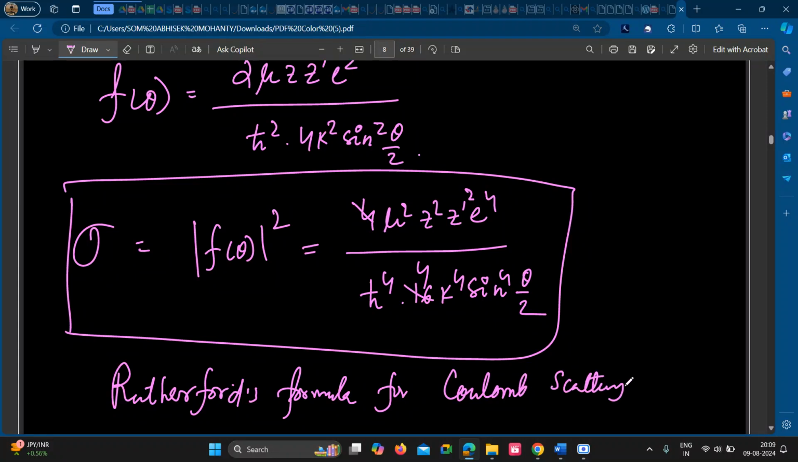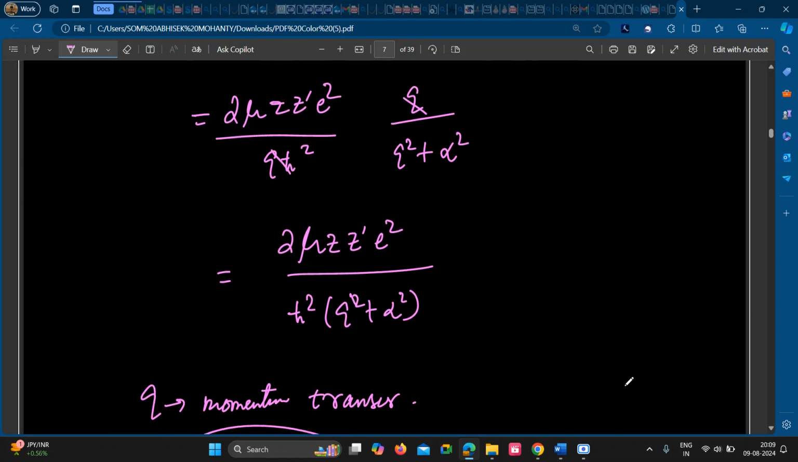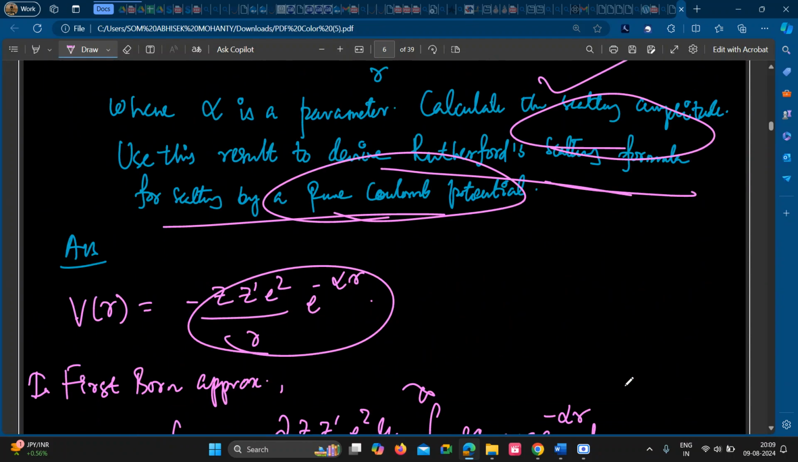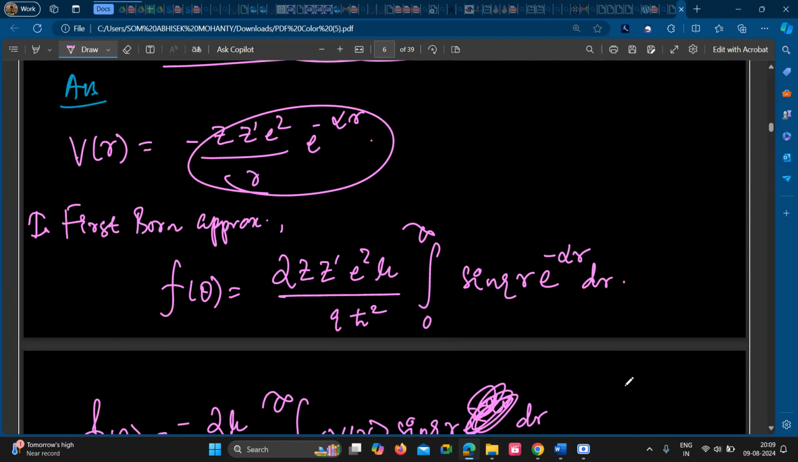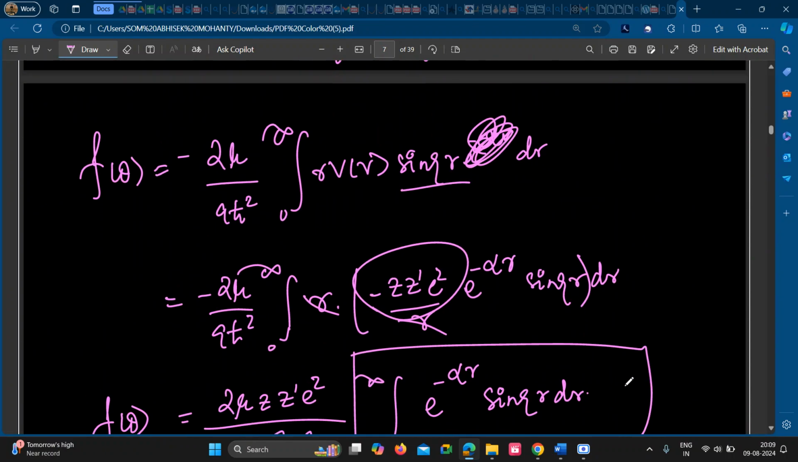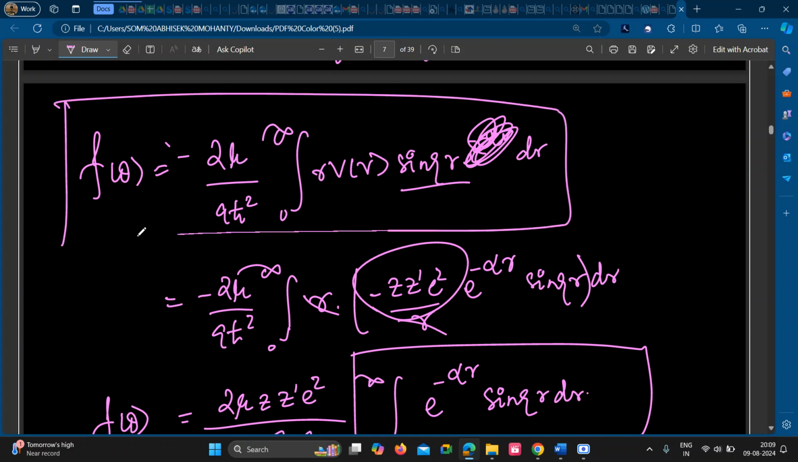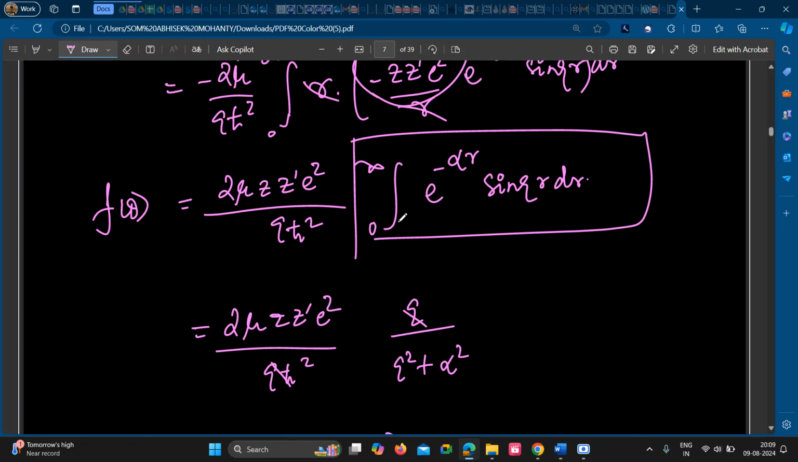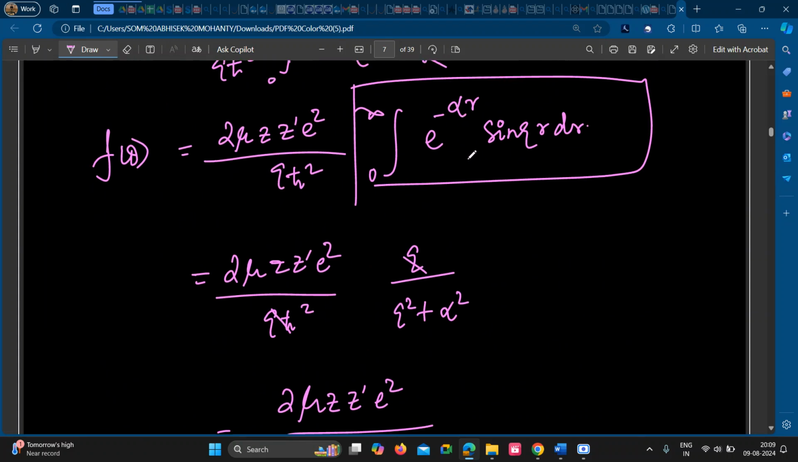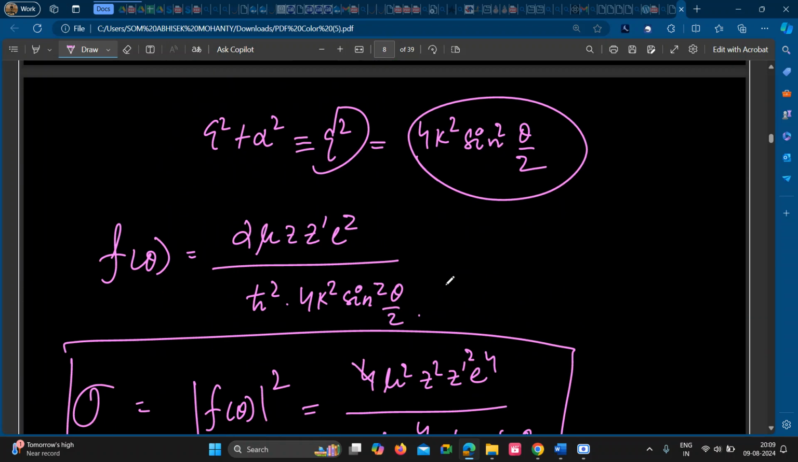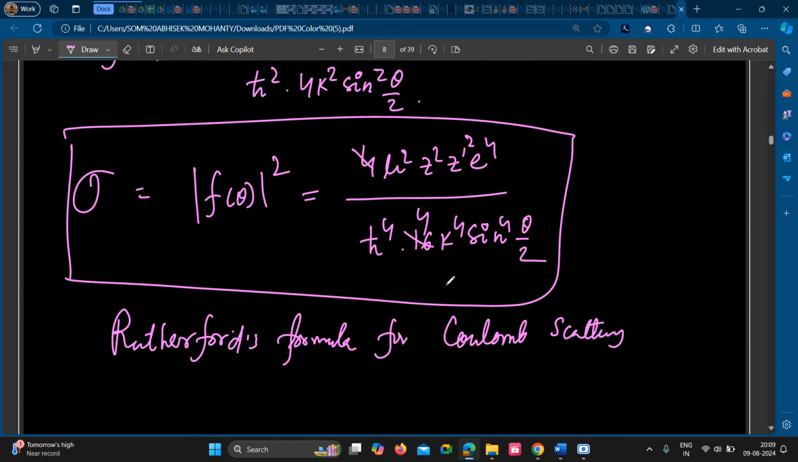So this is not hard. As you can see, slowly we're getting there. We just have to find the scattering amplitude first. The formula for scattering amplitude I have written here: minus 2 mu by q h cut square, integral 0 to infinity r V(r) sine qr dr. You have to put the potential there, and after putting the potential, you have to integrate it. Just remember the value of this integration. Then you just have to take the square of f of theta. That will be your sigma. So this is the way to solve it.